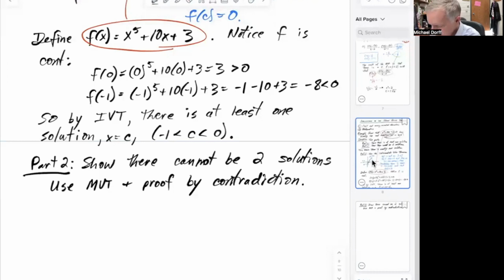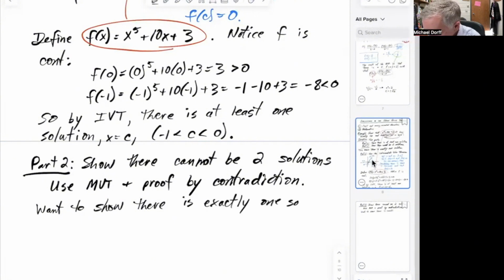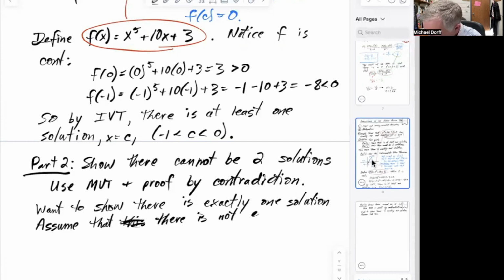So what are we going to do in this case? We want to show that there is exactly one solution, or zero, or root. And we're going to do a proof by contradiction. So we're going to assume that this isn't true, that there isn't exactly one solution. Well, we already know that there's at least one solution. And if there isn't exactly one, that means there has to be at least two. So we're going to assume that there is not exactly one solution.